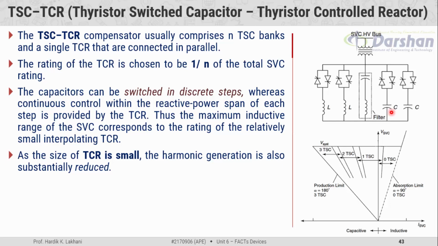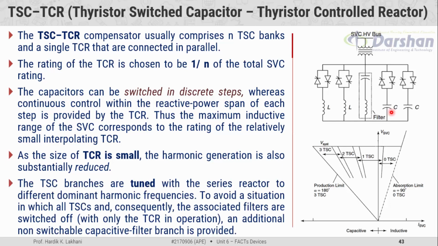But in the case of TCR, from the previous discussion we understood that as the firing angle alpha increases from 90 degrees towards 180 degrees, the current through that branch gradually decreases in magnitude, and the discontinuity in the current increases, and because of that the harmonics in the system increase. But the size of the TCR in this compensator is small, so the harmonic generation is also less.